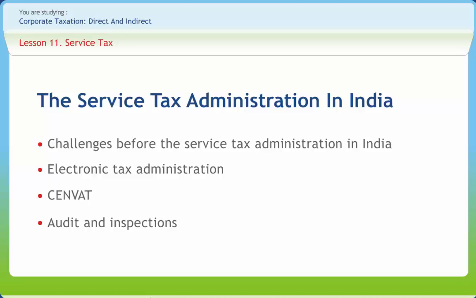Proviso to Rule 1, Part 2 of SENVAT credit rules provides that provisions relating to availment and utilization of credit of service tax shall not apply to the state of Jammu and Kashmir.